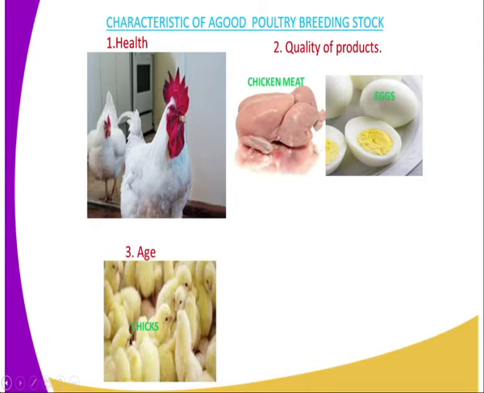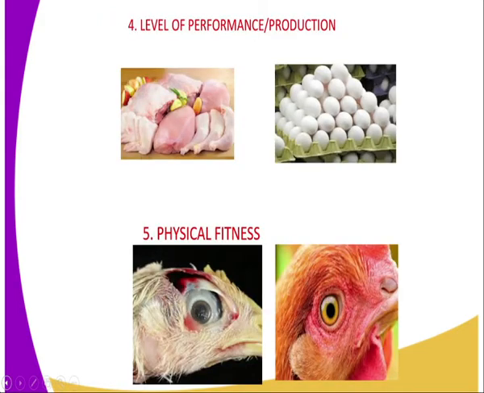Then the third one is the age, and therefore the poultry which are supposed to be selected are supposed to be chicks, because they are of a tender age, or they are young, and therefore they will have a long period of production. Then number four, we have the level of performance or production. The poultry which are supposed to be selected are supposed to produce a lot of meat if they are broilers, and also produce a lot of eggs in the case of layers.